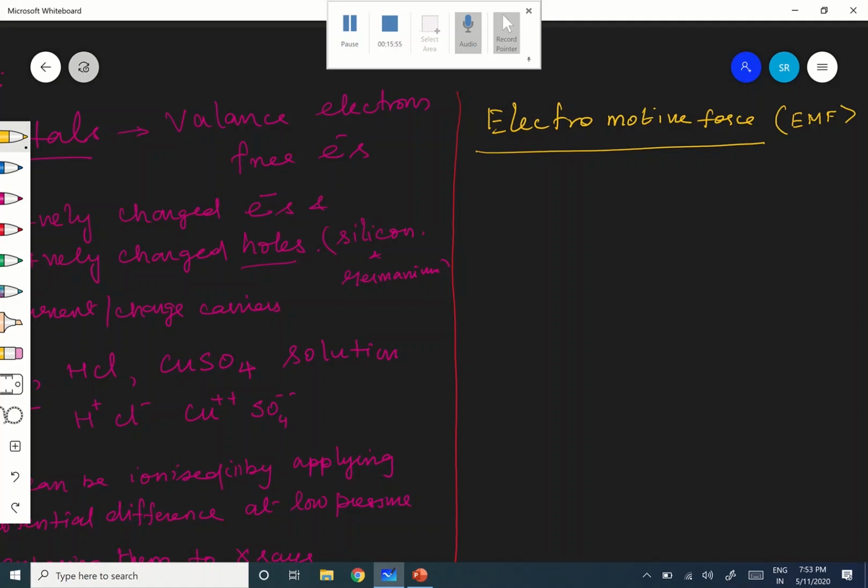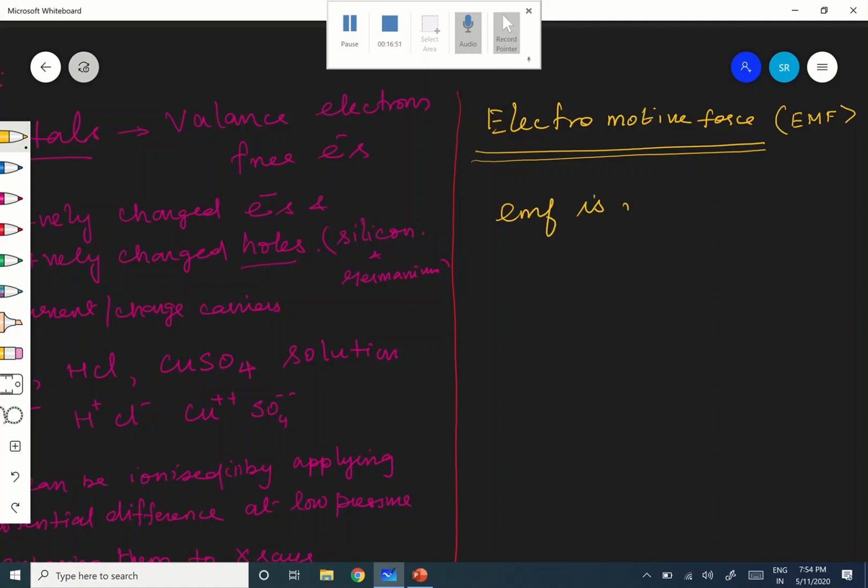So now the question is how to make the charges move in a particular direction. Only then will you get a current. Is it clear? Therefore, electric current is possible in a closed circuit if there is a source of external force which compels the current carriers to move in a definite direction. This external force which makes the current carriers move in a particular direction is what is called electromotive force.